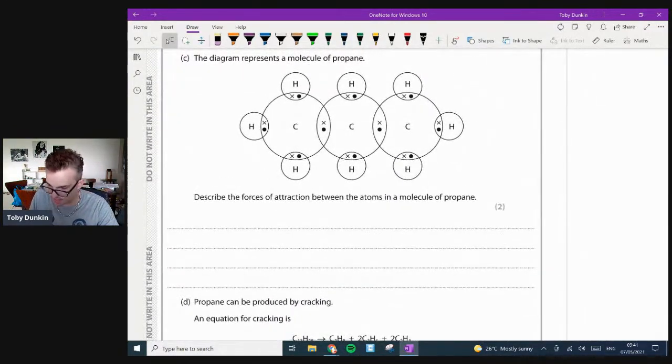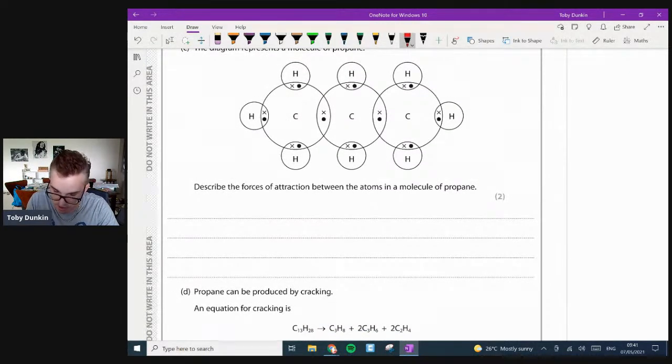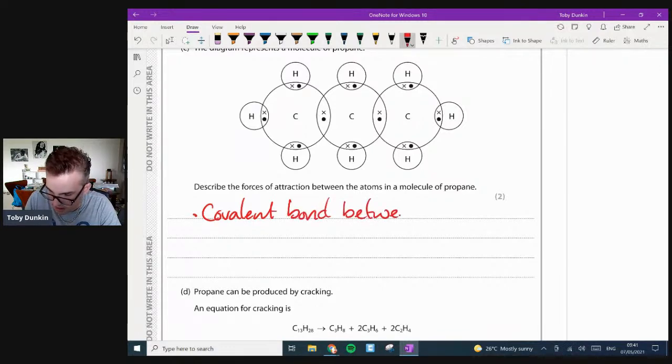Describe the forces of attraction between the atoms in a molecule of propane. So these are covalent bonds. Between the atoms are covalent bonds. Now I need to state what the force of attraction is in those. Now I need to explain a covalent bond.